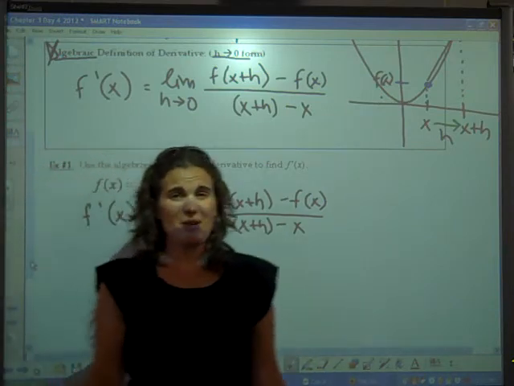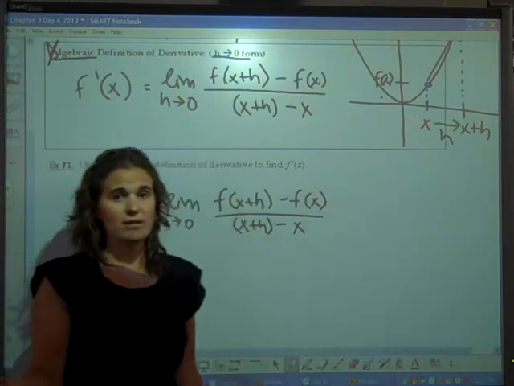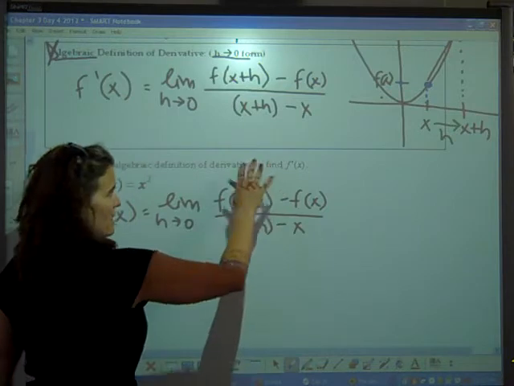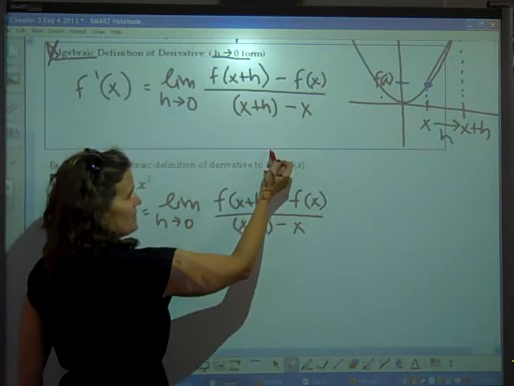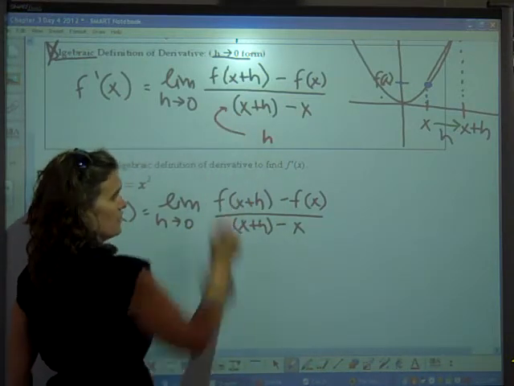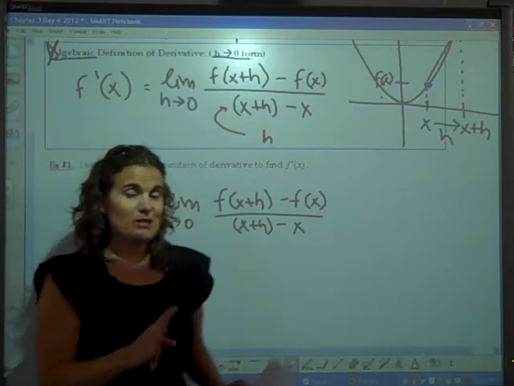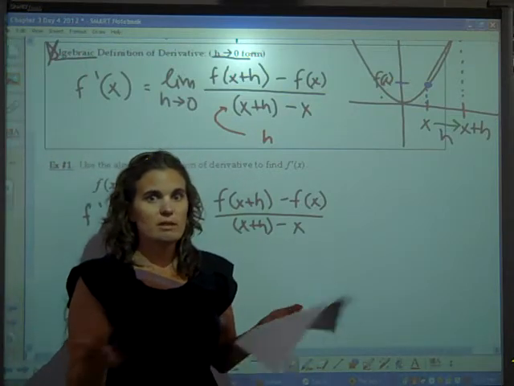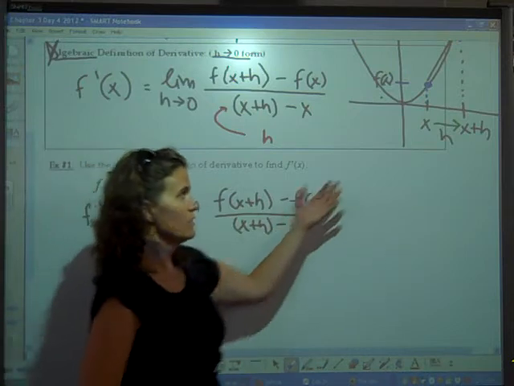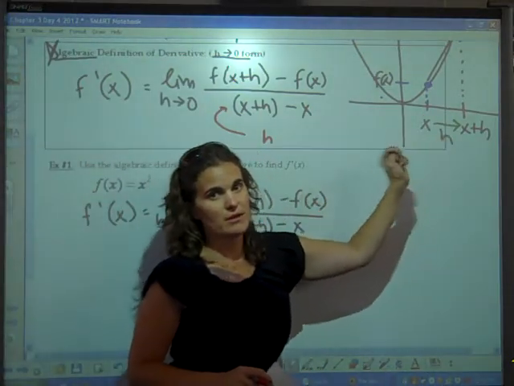Some of you might be thinking right now, well, won't that denominator always equal h? Yes, it will. And you can write that if you'd like. This x minus x will always cancel out. So yes, the denominator will always equal h. But I don't want you to memorize it and think it's some totally different thing than what we've been working on. It's still just the difference of your two x values.